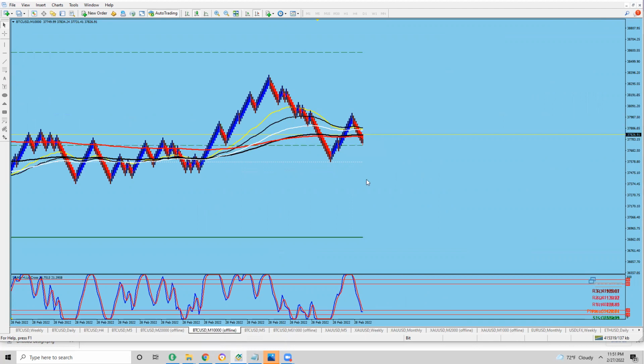And this is only Bitcoin. There are a lot of trades, a lot of pairs: oil, gold, and this and that, everything. So this system works on every instrument. The settings are different, but once you learn how to change the settings, it's no big deal. It's a piece of cake.